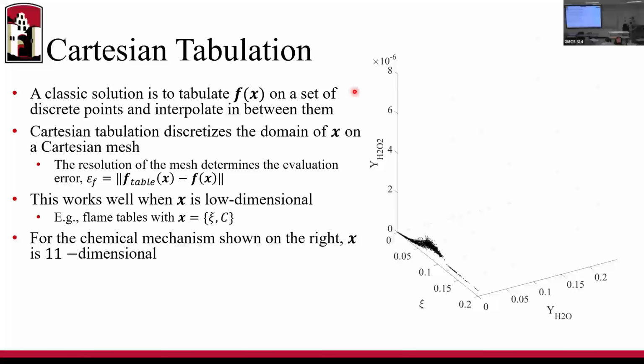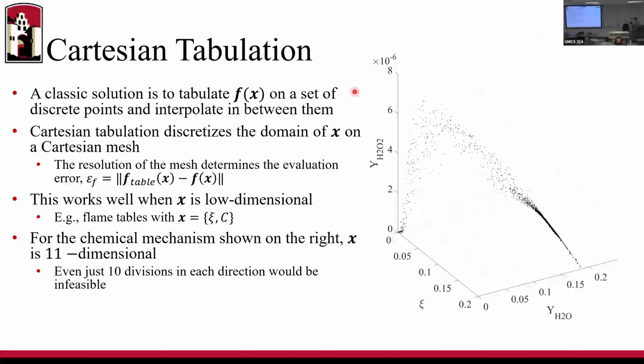Now, in that particular case, our domain is 11-dimensional. We have 10 different species composition as well as temperature. We could do some clever stuff and reduce it by a couple of dimensions using conservation principles. But even if it's 9-dimensional, there is no way to chop that up in 100 divisions in each dimension, because then you need 10 to the 18th evaluations. So for an 11-dimensional domain, even just 10 divisions in each dimension is going to be infeasible. We're up against the curse of dimensionality.